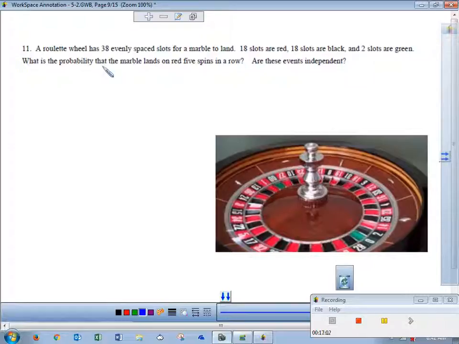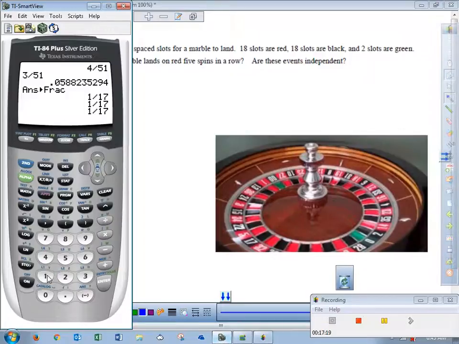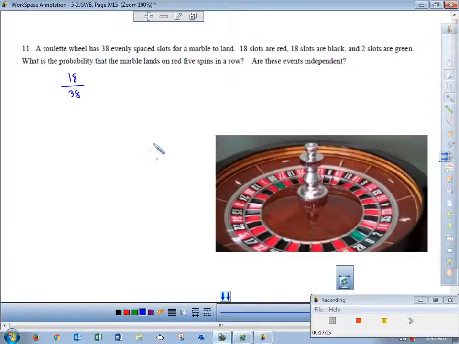First of all, let's find the probability of landing on a red. There are 18 reds out of 38 slots. So I think it would probably do us good to reduce that first. 18 divided by 38 is 9/19. So 9/19 chance of landing on red. But you're going to do that 5 spins in a row. So on the first spin, then the second spin, third spin, fourth spin, fifth spin.